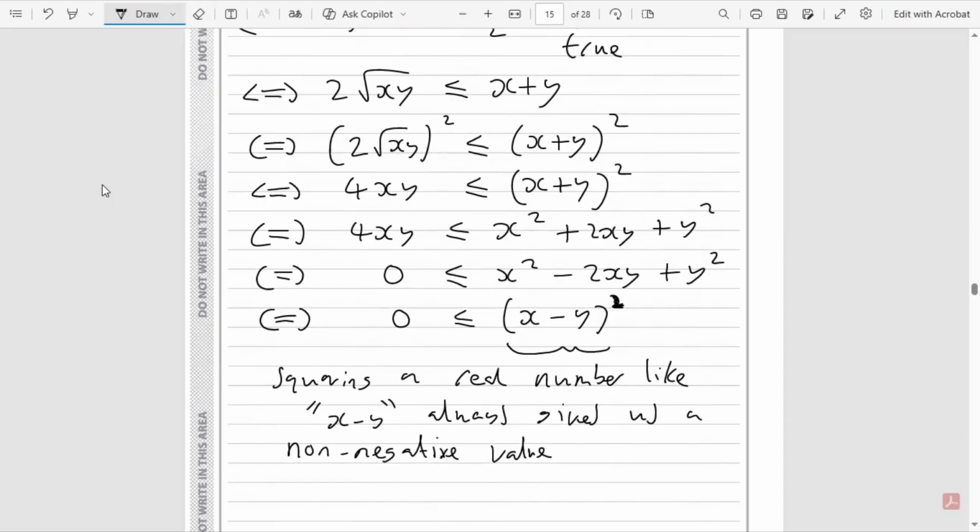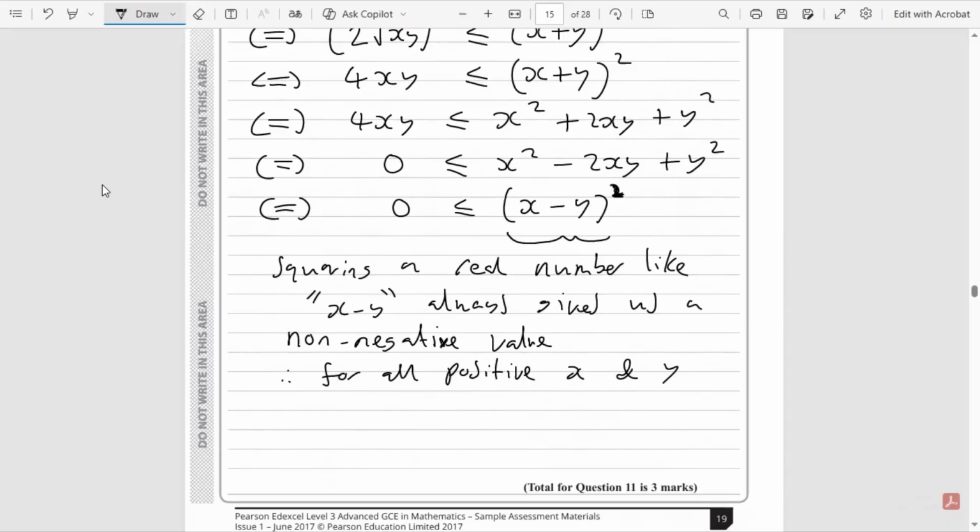Because again, when you square any number, it's either bigger than zero, or if the number is zero, zero squared is zero. So it's a non-negative value. Therefore, for all positive x and y, and even if x and y were negative in this situation here, that means that x minus y all squared is greater than or equal to zero.